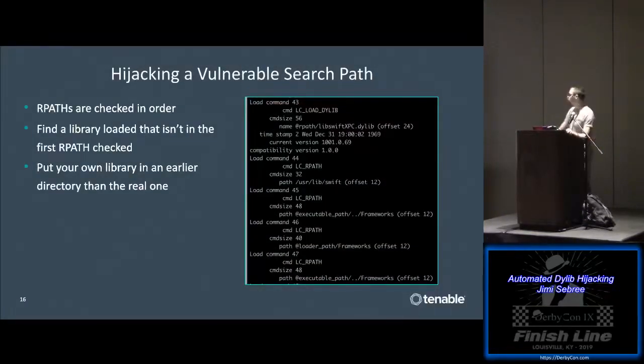Now for the actual LC_LOAD_DYLIB, if you can see at the top of the little screenshot there, it says load command 43, 44, 45, so on down. All of these are run in order by DYLD as the application is launched. So when it looks for this libswiftXPC dylib, it's going to check that first /usr/lib/swift directory first. If it doesn't exist, it'll check the next one. So if there are any gaps in this path, you can abuse that and put it in an earlier path.